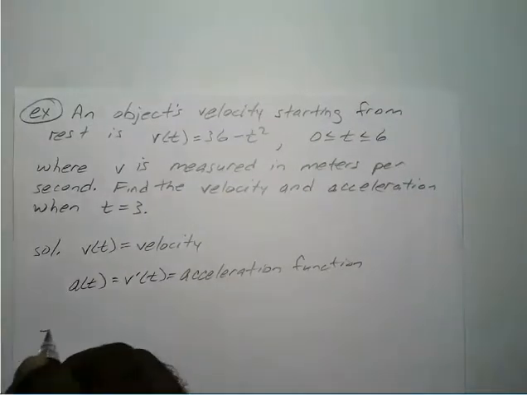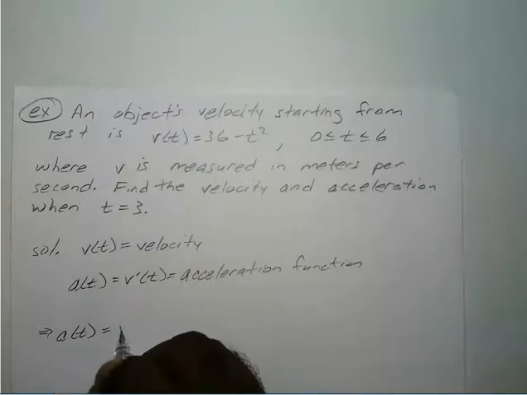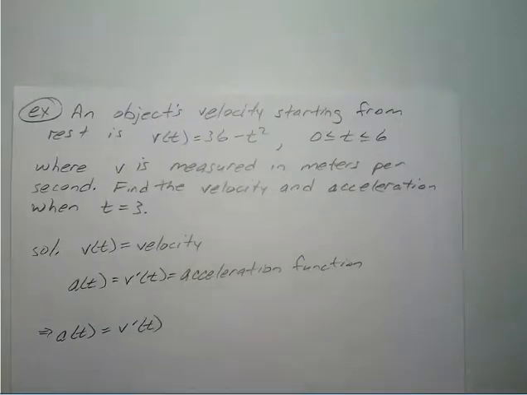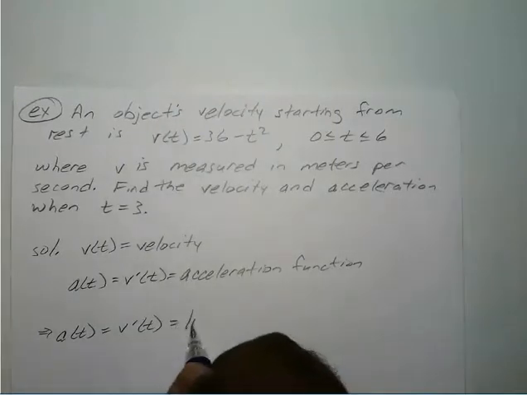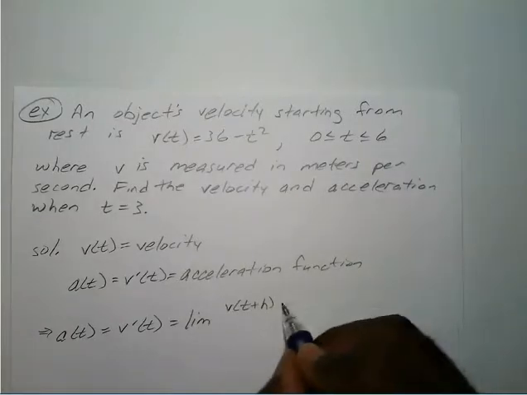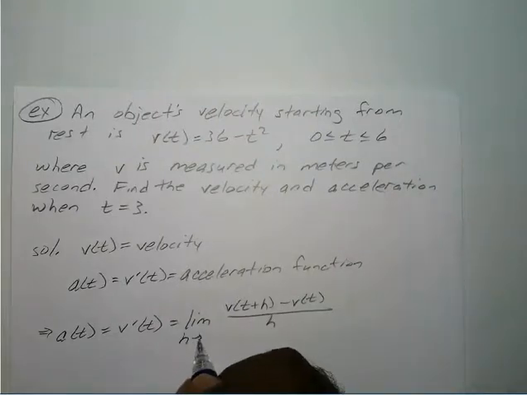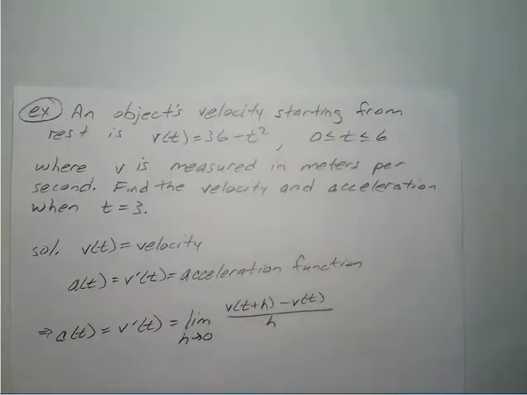Okay. So we know that our acceleration function is equal to the derivative of our velocity function, which is the limit of v of t plus h minus v of t all over h as h approaches 0. Okay, so you notice it's the same that we've used before, only difference is you're using the v instead of the f of x plus h. You're using the t as your independent variable.